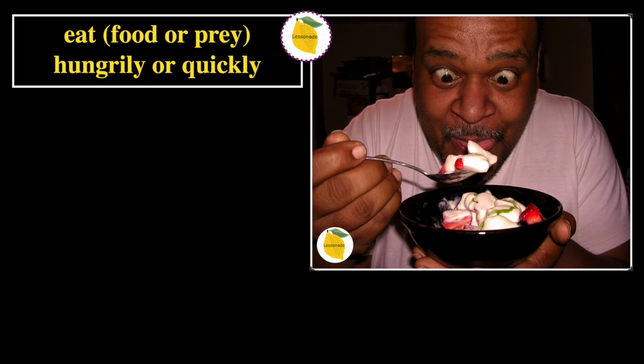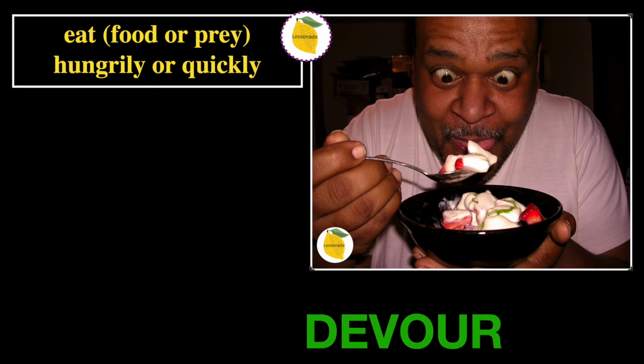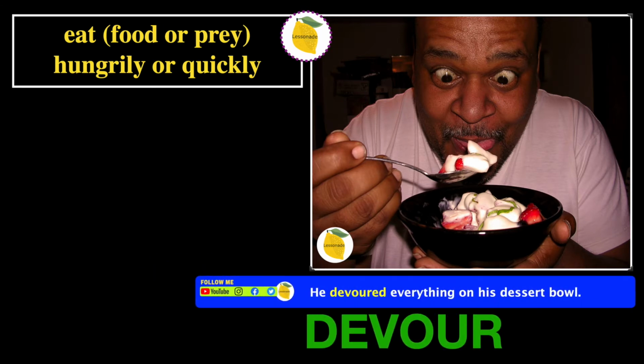In this picture, we can see someone who's about to eat food, and we can see they're hungry, and therefore they will eat the food very quickly. And therefore the word will be devour. And the sentence for this word is he devoured everything in his dessert bowl.